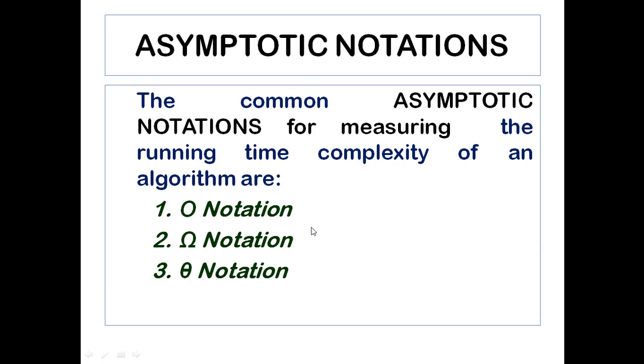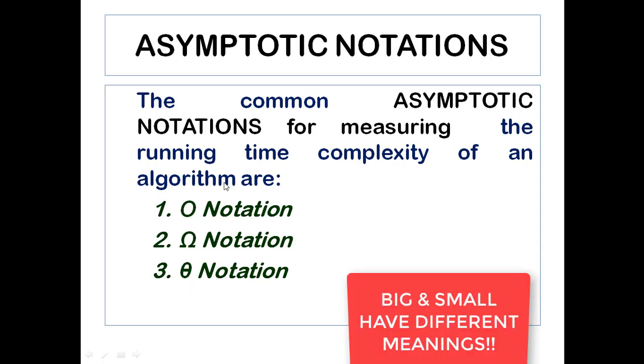And do remember that small o, small omega, small theta have different meanings from big O, big omega, big theta. So don't confuse them. I will cover small theta, small omega, small o in the next lecture. But currently, big O, big omega, big theta, as they are frequently used in algorithms, we are going to cover in today's lecture itself.